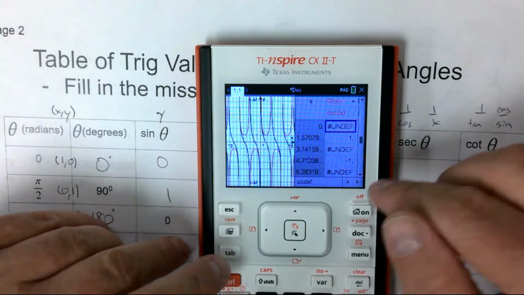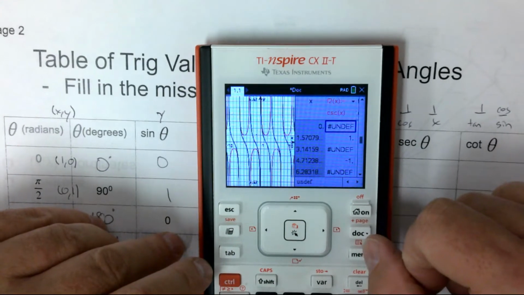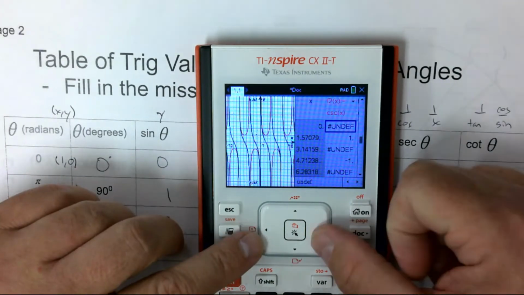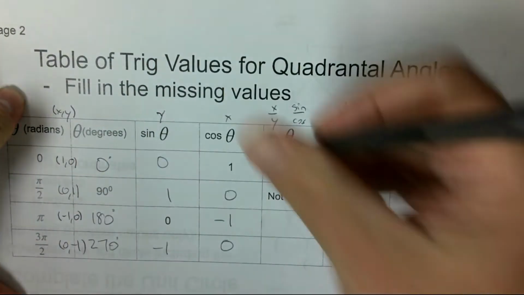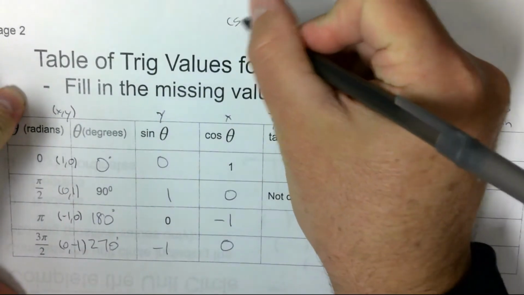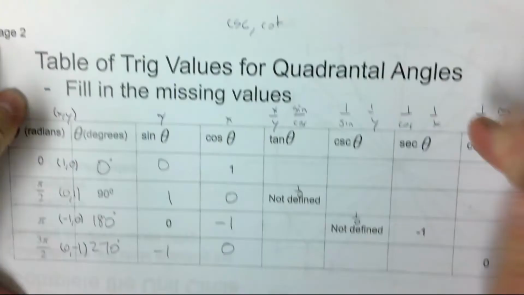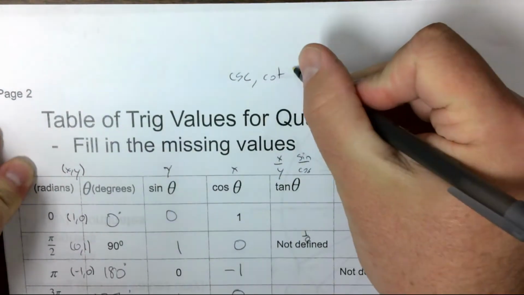Okay, so those are the ones that are related. So let me write that down. Cosecant and cotangent have the same asymptotes.